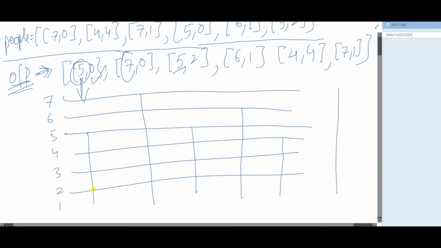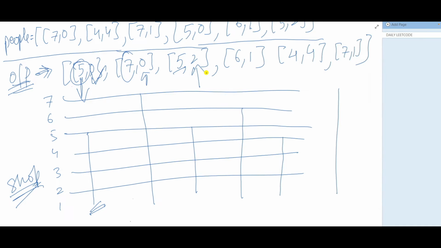So this is the shop, this is the first person standing, there's no one in front of him, that is why the 0 over here. This is the person with the height 7 standing over here, but there's no one in front of him who is equal to his height or taller than him, that is why a 0 over here, right? Similarly, this is the person with the height 5 and there are two people in front of him who have the height of either 5 or taller than 5, so that is why we have a 2 over here, right?